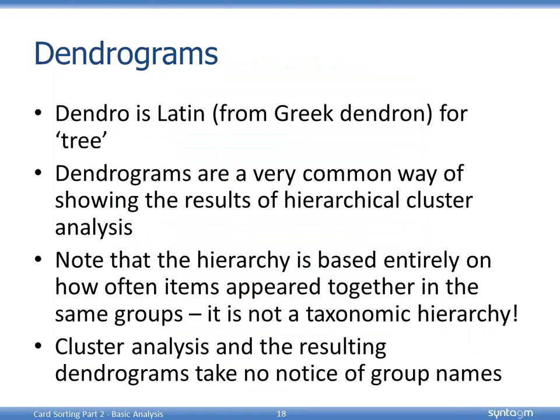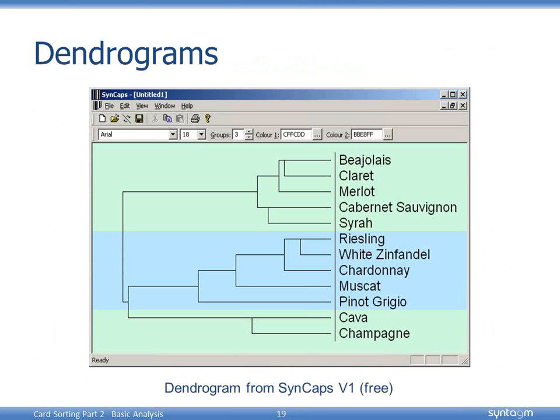So it's not a taxonomic hierarchy at all, because of course as information architects we go off and produce taxonomies which are also hierarchical, but these hierarchies produced in card sorting are actually not taxonomic hierarchies at all. They're simply based on how often things appeared together in the same group. And an interesting aside is that both the cluster analysis and the resulting dendrograms take no notice of group names. So all that they're looking at is how often people put the same cards together in the same groups. So this is a really simple dendrogram from SynCaps version 1, and I think you'll find this in numerous articles that I've produced over the years. And this particular example is probably about 10 years, maybe 8 years old, something like that.